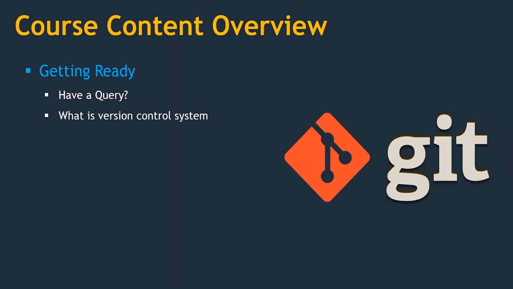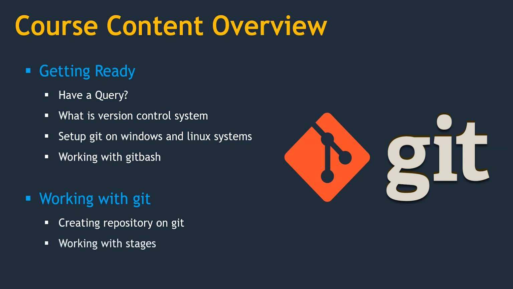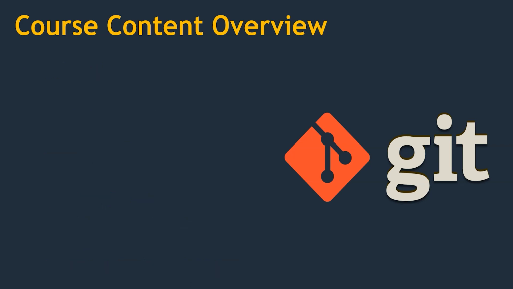Next, what is version control system? How to set up Git on Windows and Linux systems and working with Git Bash. This is about the first module. In the second module, working with Git, here we are going to see how to create a repository and working with different stages of Git, comparing changes in the local repository.